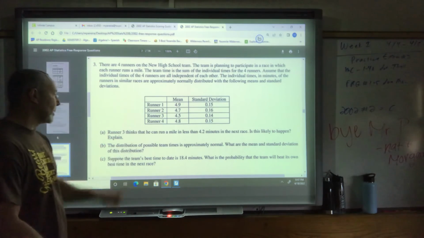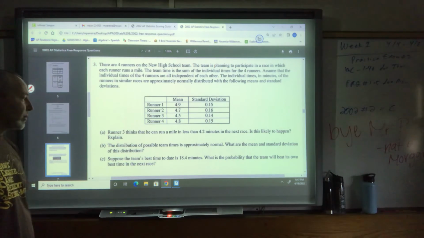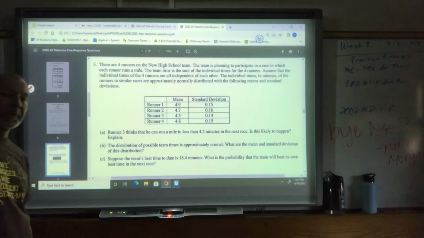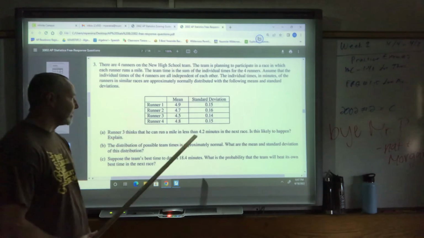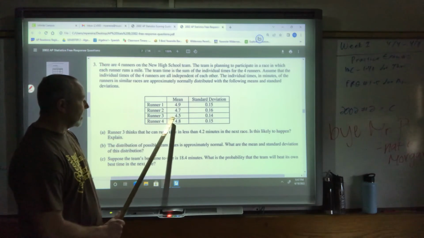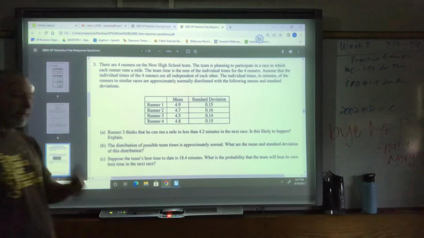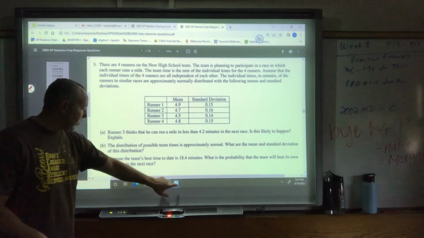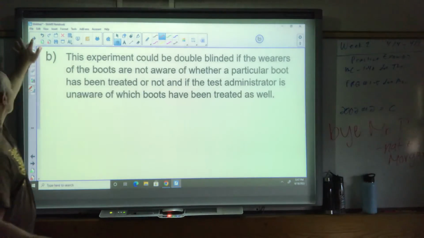Okay, it says runner 3 thinks he can run a mile in less than 4.2 minutes in the next race. Is this likely to happen? So we're going to do normal CDF and find the probability that he will run less than 4.2. Here's runner number 3's stats right there. It's 1 runner, so I don't need to calculate a new standard deviation. So part A, here we go.